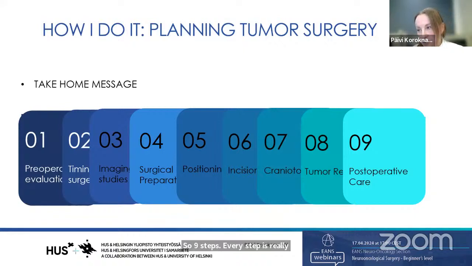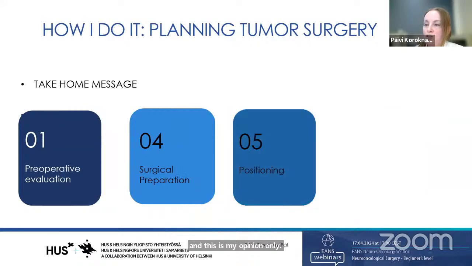I'm a glioma surgeon, and I selected 3 of the main steps that I think are the most important in my opinion, and this is my opinion only, but I would highlight these 3. So preoperative evaluation, really important. Maybe the most important is the surgical preparation.